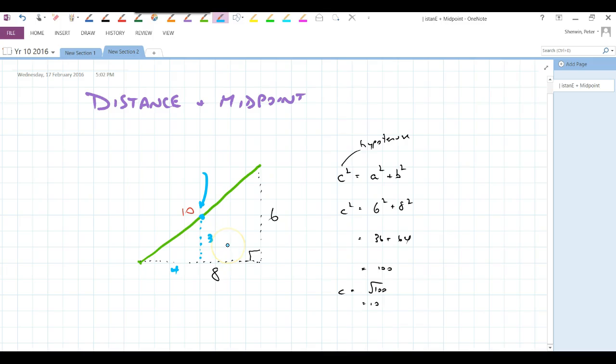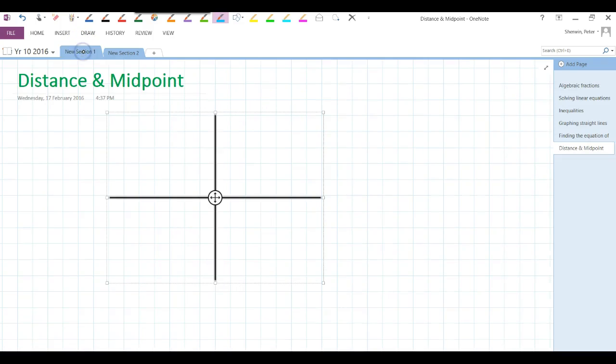So that's the sort of mathematics we're going to use now to find the distance and midpoint of an interval that connects 2 points. So we're going to go back in here and have a look at a number plane now. We'll label our number plane x, y, and look at a couple of points and then start to do some mathematics on it.